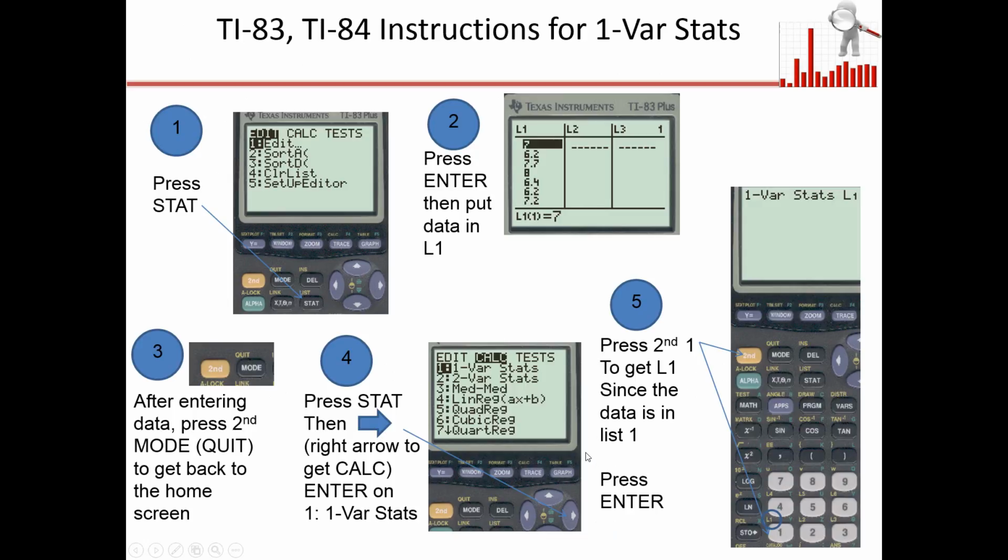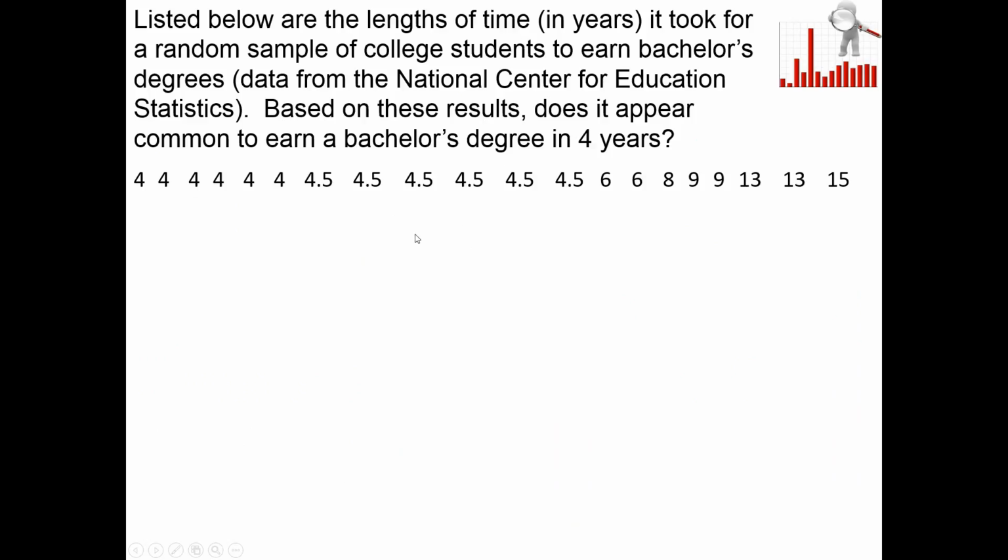Now here in your notes you have the instructions for how to find the one variable stats for the data. I've done it a few times now. If you need to refer to this, it's here. Okay, so here is another data set. This is the length of time in years it took for a random sample of college students to earn a bachelor's degree. Based on these results, does it appear common to earn a bachelor's degree in 4 years?